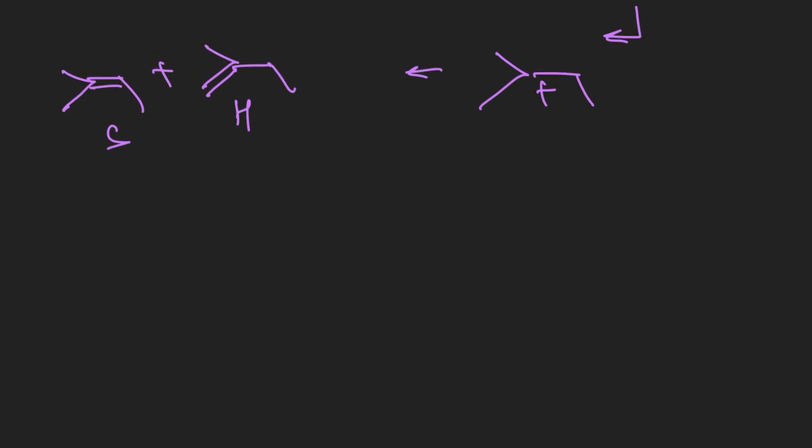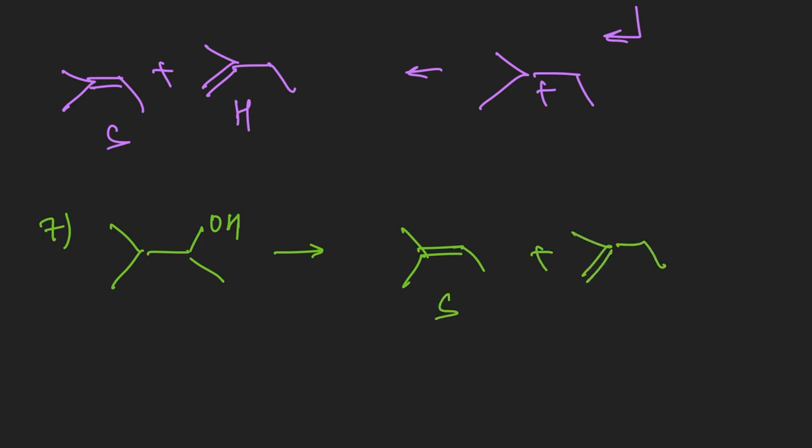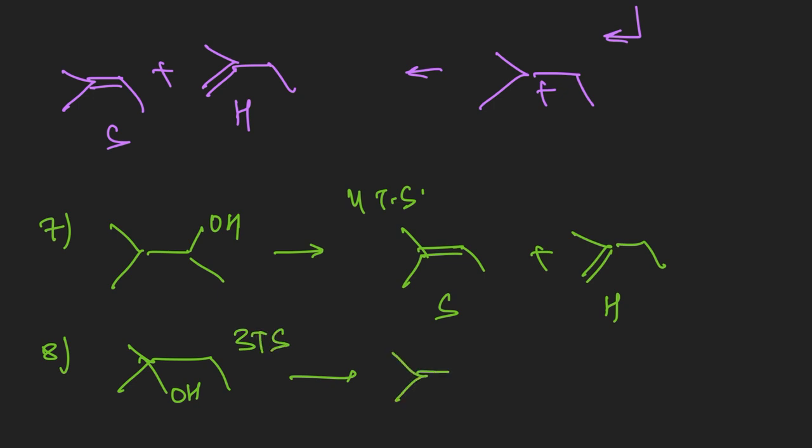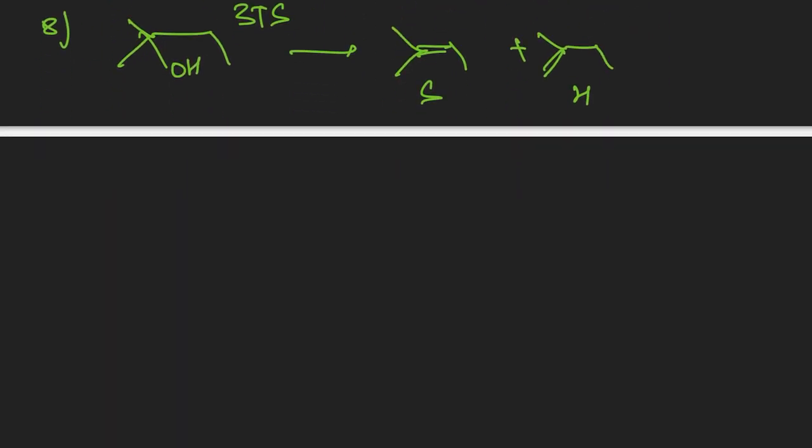Seventh, this is Saytzeff, this is Hofmann. You will get 4 transition states here. Here you will get 3 transition states. This is Saytzeff, this is Hofmann. 9th, you will get this product over here. 10th.